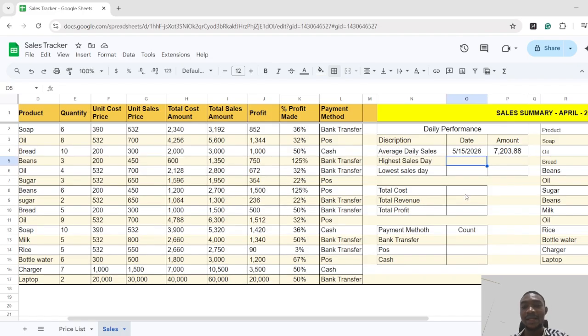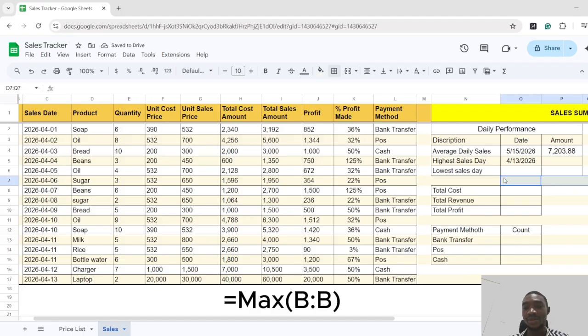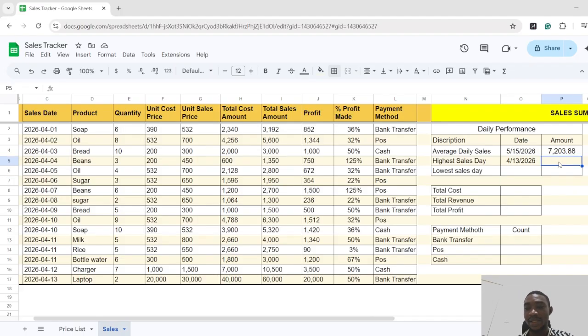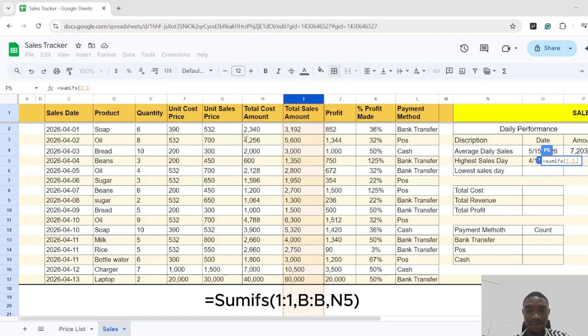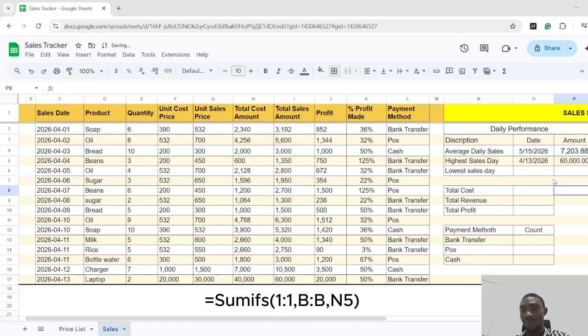So to get the highest sales day, we're going to use the max function, equals to max. So we made the highest sales on the 13th of the month. And what did we make on the 13th of April? We'll use the sum if function. So sum if total sales, we made 60,000 naira on that day.